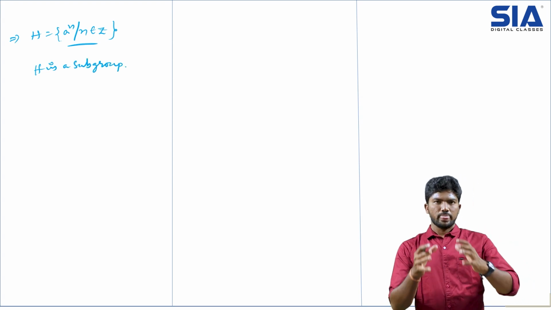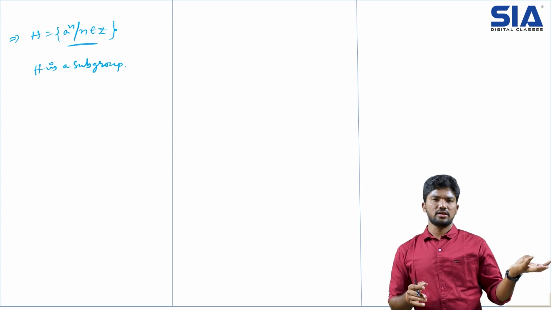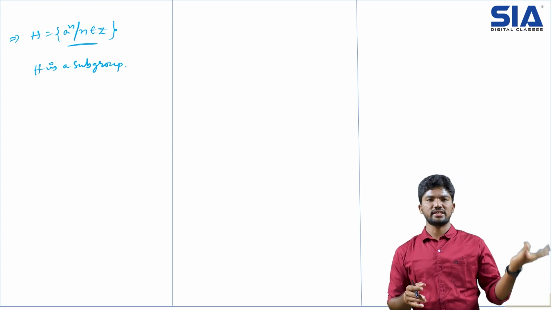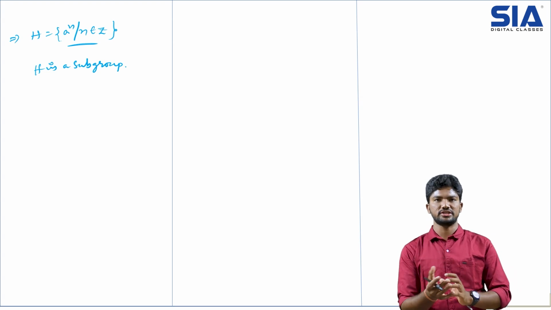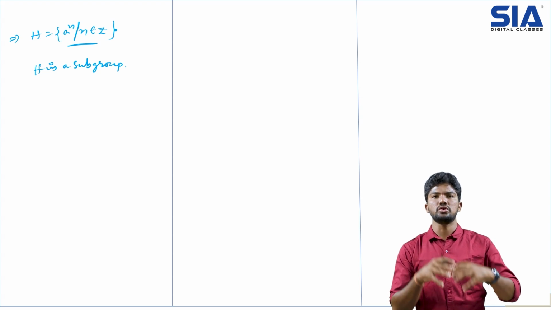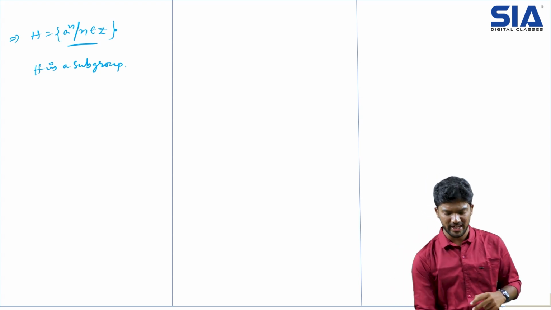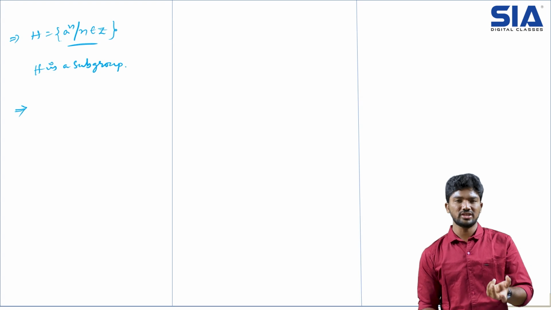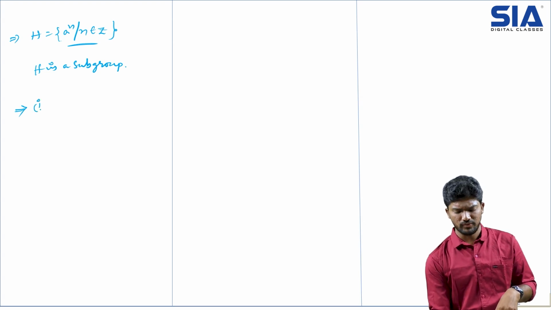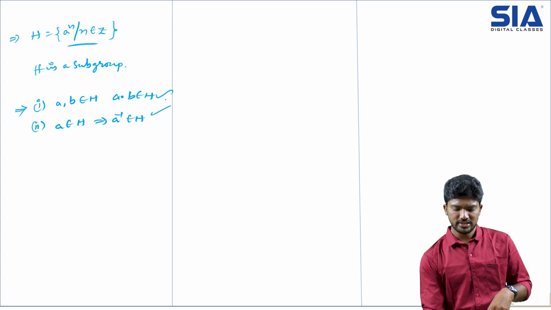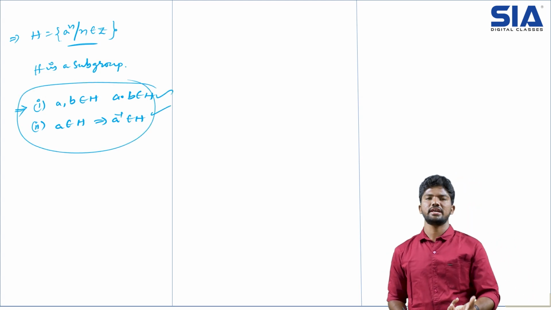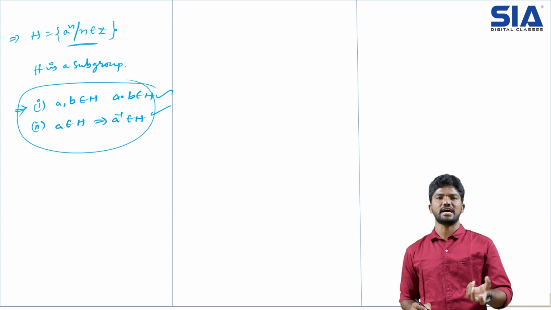Apart from the named theorems, the one-step subgroup test, two-step subgroup test, and finite subgroup test, if you get any unknown or unexpected question to prove in the form of a subgroup, you have to use the two-step subgroup theorem. It is easy to prove the given theorem. In the two-step subgroup theorem, first we have to prove a, b belongs to capital H, then their product belongs to capital H. The second condition is, if you take one element belongs to capital H, its inverse belongs to capital H. If you apply this condition for that theorem, you can prove that the given condition satisfies the subgroup.